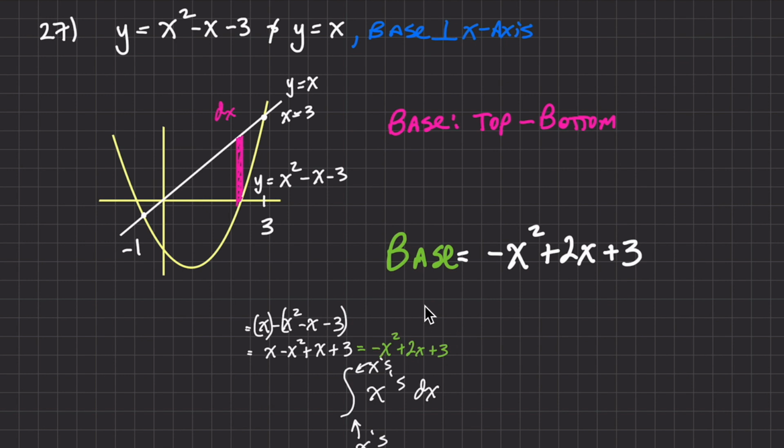Remember, we want to end up with a length that's in terms of x. We want x's in our integral. So here we're going to say that this value is going to be x. That's the height there. This height here of the function is going to be x squared minus x minus 3. So we're going to do top function, which is x, minus the bottom function, which is x squared minus x minus 3. And when we distribute that negative, we're going to end up with a base length shown here.